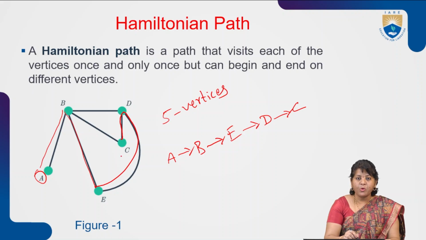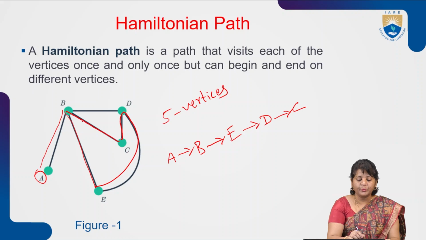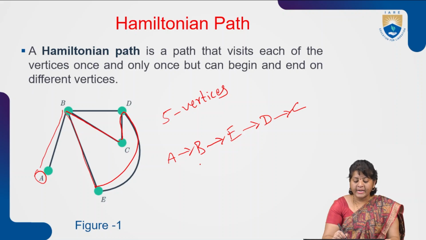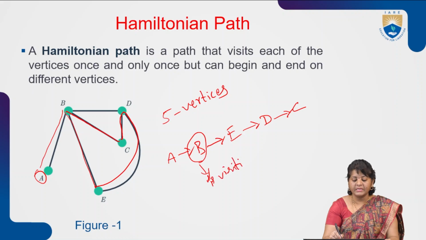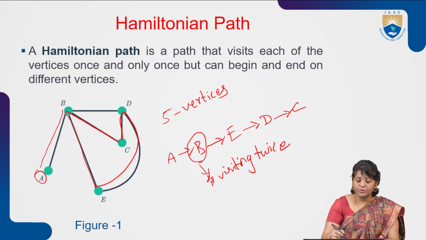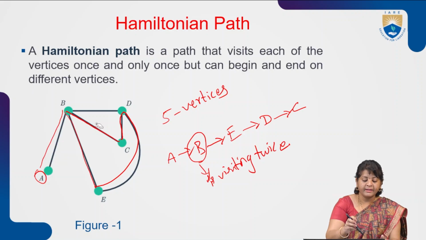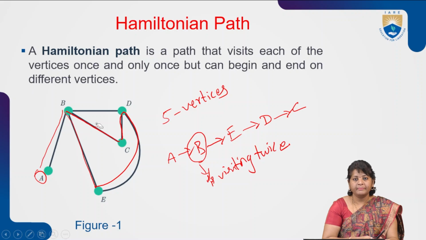And here, if I want to close this from C to B, if I travel, then vertex B is visited twice, which is not the condition. The condition is each vertex should be visited only once. So, there is no Hamiltonian cycle. We have only a Hamiltonian path.